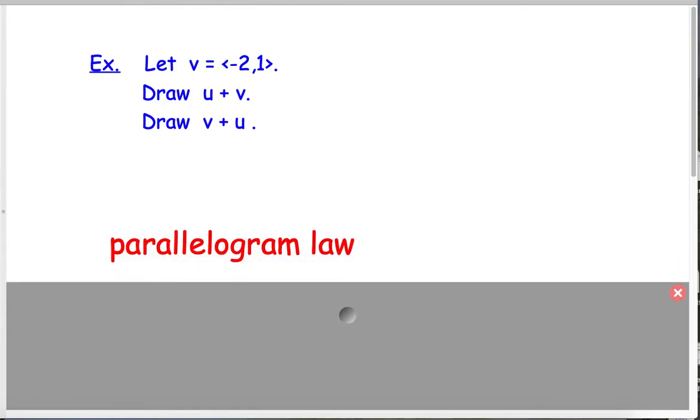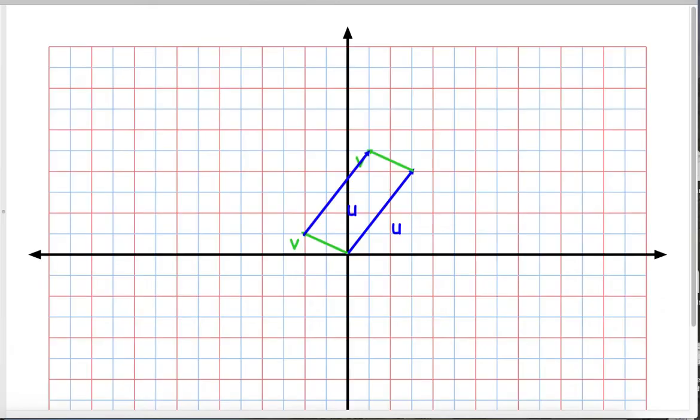And if I do v plus u, go back to my picture, that means I start with v, the green vector, and then I add u, the blue vector. I still get that same resultant vector. So that tells us that addition of vectors is commutative. I'll say that one more time. Addition of vectors is commutative.